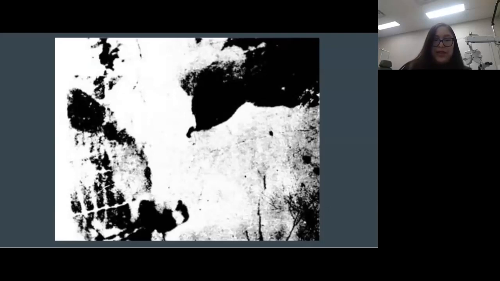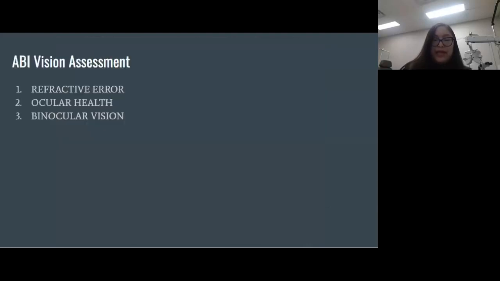So let's dive a little deeper into what is included when we are trying to check for all of that, trying to check for how well you're seeing, your ocular health, see if there are any defects in the visual field, and see how that processing is. So to better understand what occurs in an eye exam or in specifically an ABI vision assessment, we look at three big things. There's the refractive error, we look at the ocular health, and we look at the binocular vision. So we'll break it down.